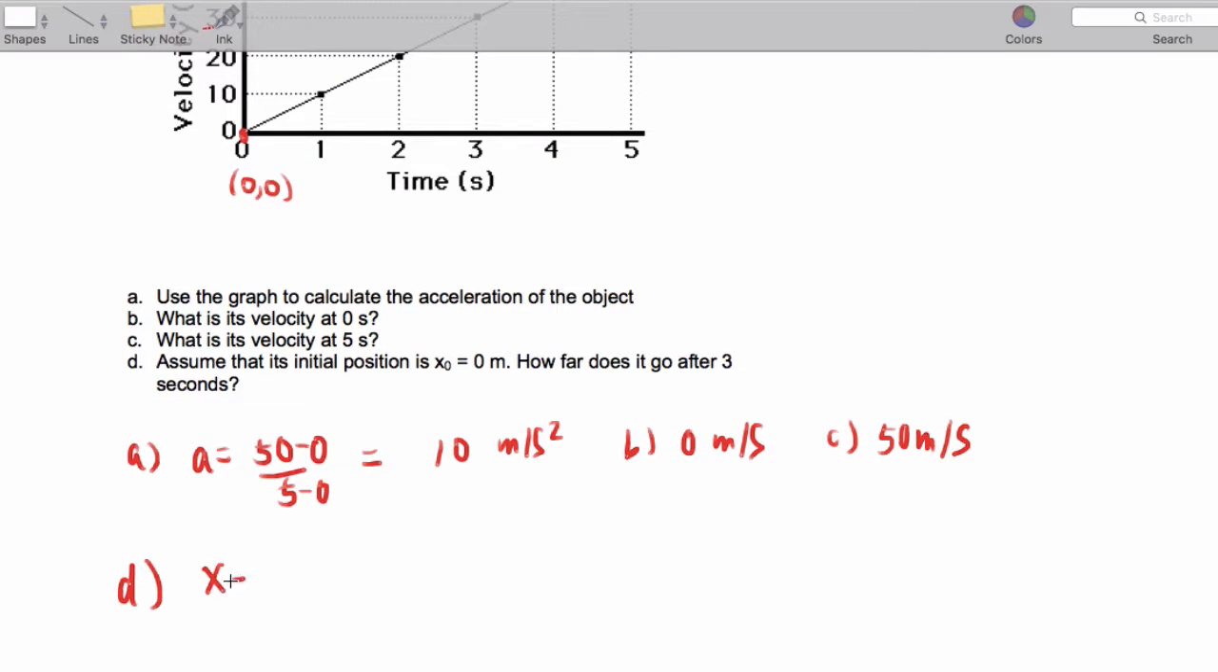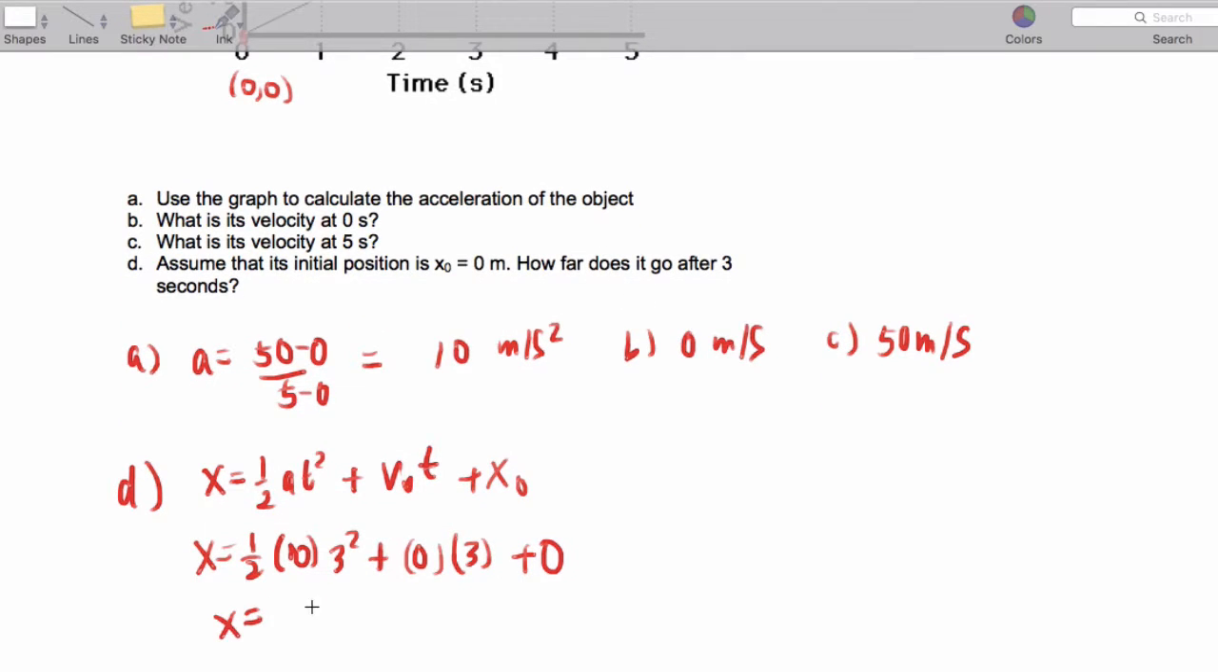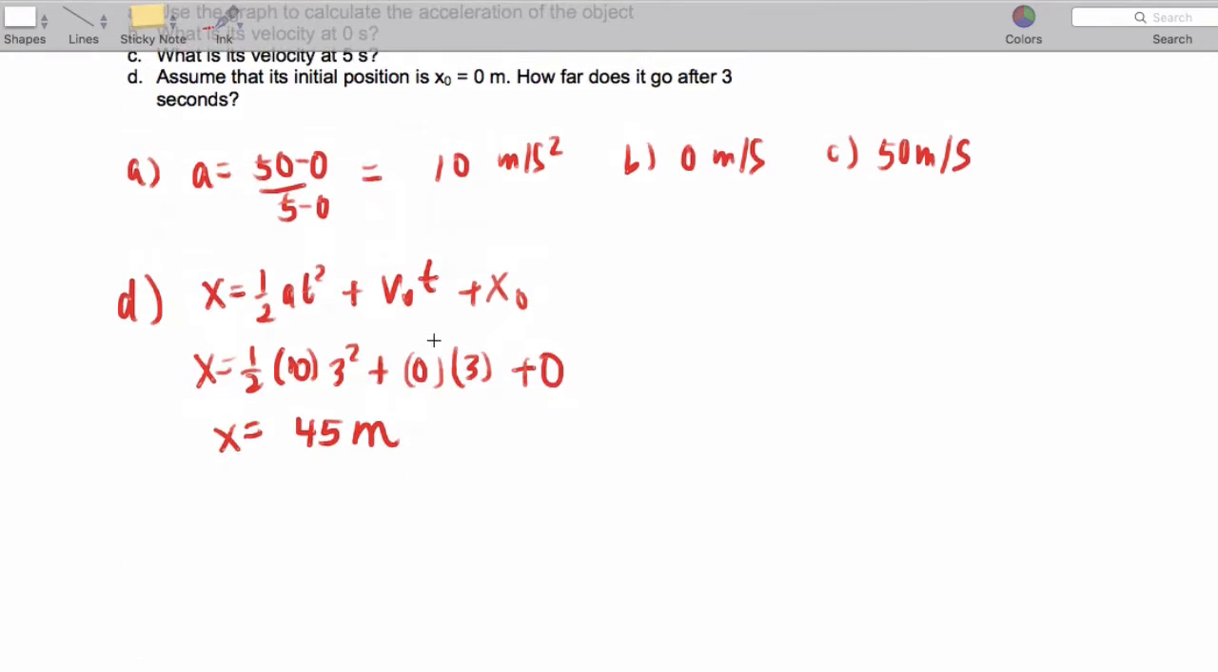So we could do x is 1/2 at squared plus v naught t plus x naught. We plug in our numbers. X is 1/2. We got our acceleration is 10 in part A. The time is 3 seconds squared. V naught is our initial speed, and we got that already as 0. The time is 3. Our initial position is 0. So we end up getting 45 meters as the distance covered. So that's part D.